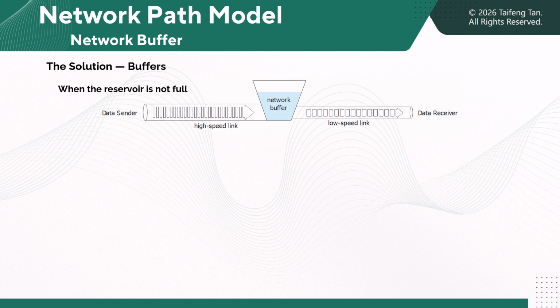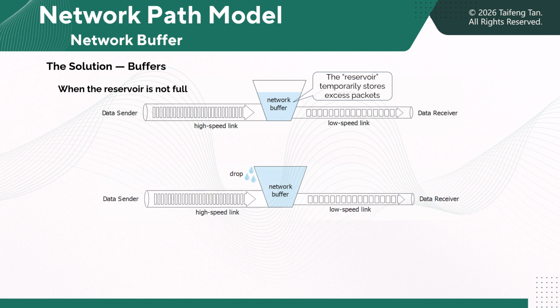Think of a buffer as a temporary storage area, a small reservoir placed between that wide pipe and the narrow one. When the outgoing link is busy, the buffer holds those extra packets until the link frees up. This gives the system some flexibility and stops short bursts of traffic from causing instant packet loss. But here's the catch. Buffers are not unlimited. If traffic keeps arriving faster than the link can transmit for too long, the buffer will eventually fill up. And once it's full, newly arriving packets must be dropped.